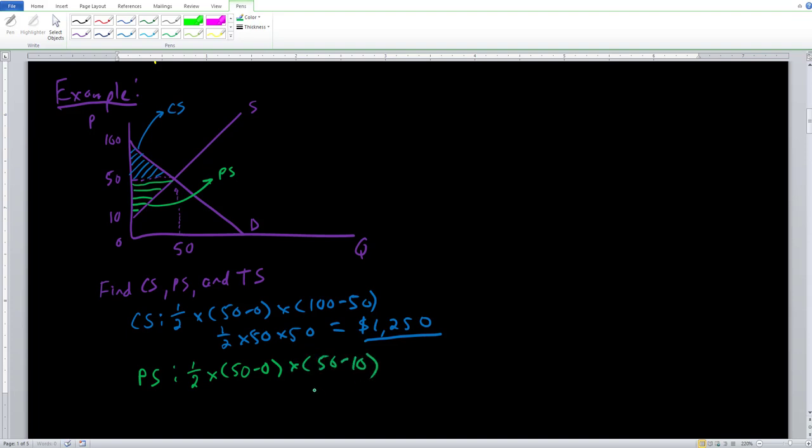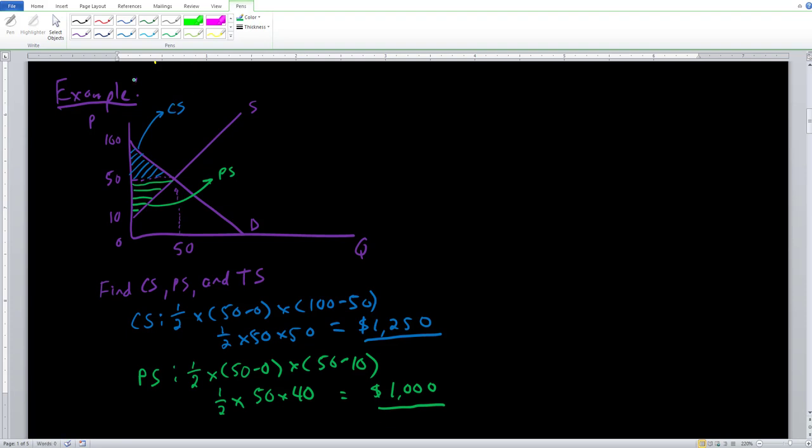Once you get a lot of practice with all of this, you can skip these long steps right here. You can just take the difference between the numbers to find the distance for the base and height. But if you need a little bit more time, put out all the numbers just to make sure that you are getting all the correct numbers. 1/2 times 50 times 40 will give us $1,000 worth of producer surplus.